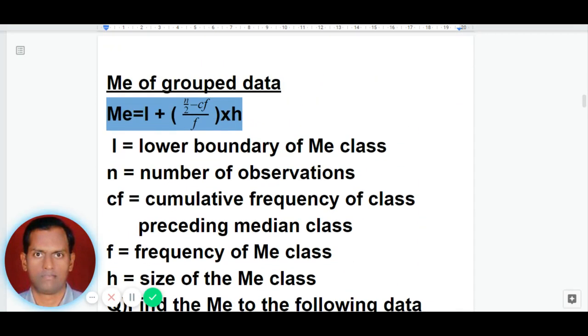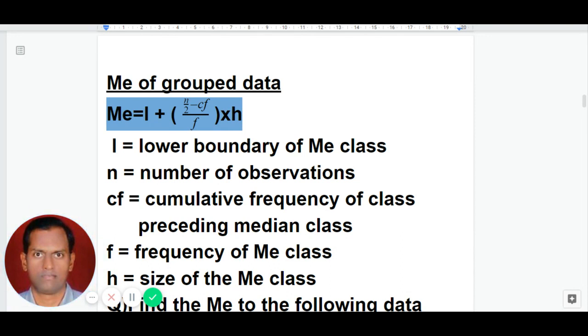Now median for grouped data. The formula is median is equal to L plus ((n by 2 minus CF) by f) into h. The formula is very important. At the same time, each term should be explained very clearly. What is L here? Lower boundary of median class. N is number of observations or sigma f.